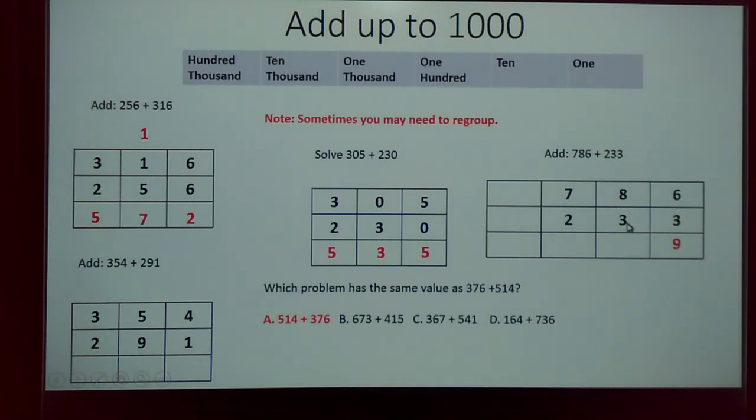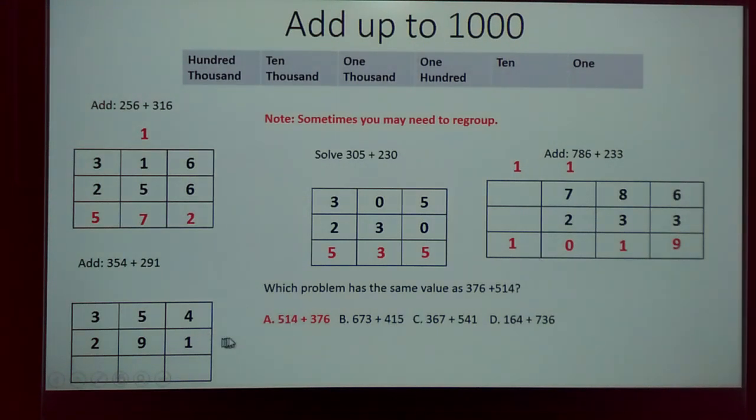Now, 8 plus 3 is 11, but remember, only one digit can go into the column, so the other digit has to go to the next column. And then we add straight down. 1 plus 7 is 8. 8 plus 2 is 10. But remember, only one digit can go in the column, so the 1 has to come over to this column. And then, since there's nothing here, you just bring it straight down. And there's your answer, 1019.